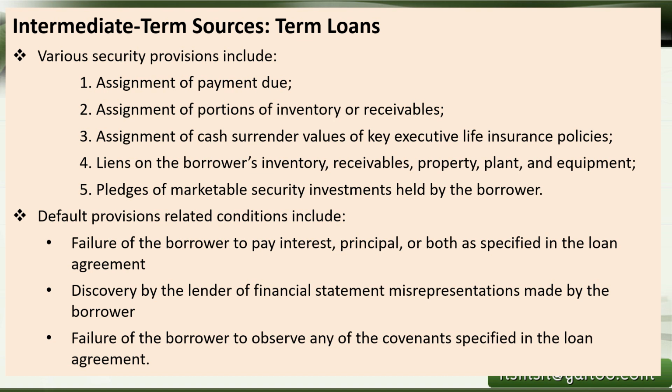So if there is any discovery by the lender of financial statement misrepresentation, if there is any misrepresentation found by the lender in a financial statement submitted by the borrower, they can trigger that default clause. And failure of the borrower to observe any of the covenants, that means any conditions put forth in the loan agreement, then also the default clause can be triggered by the lender.